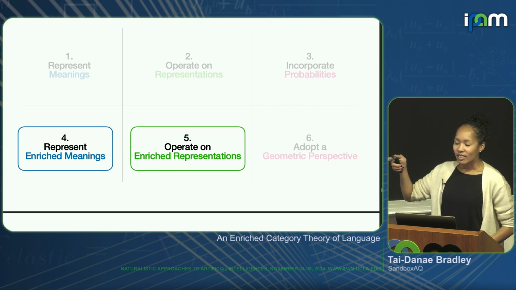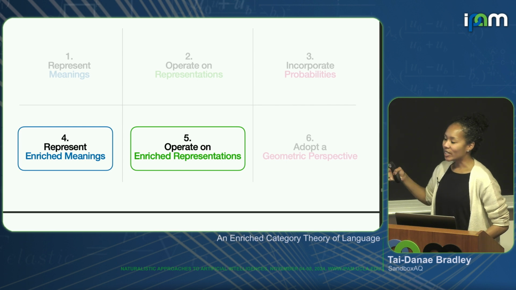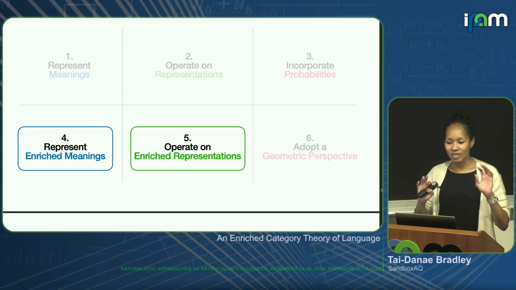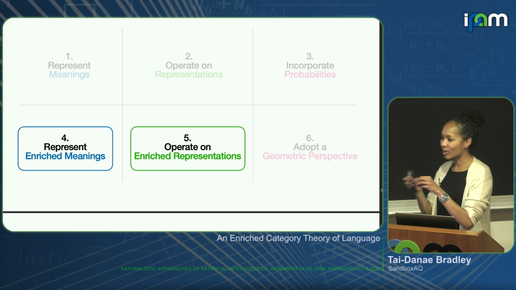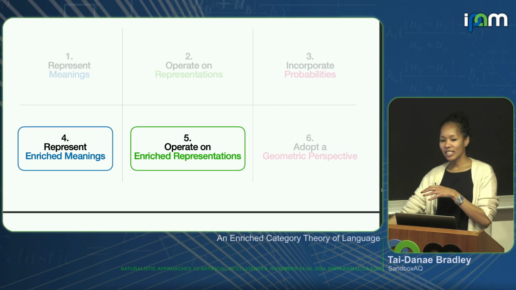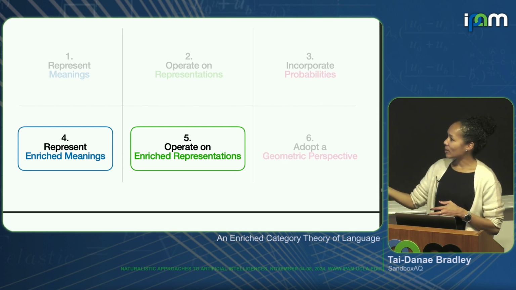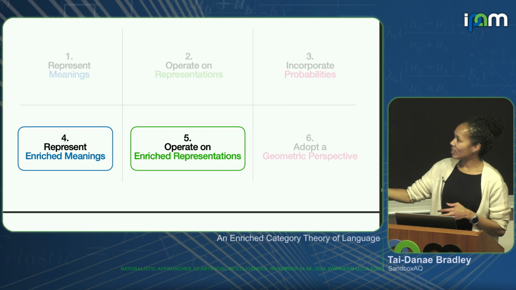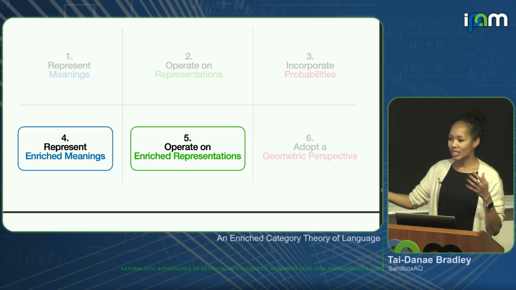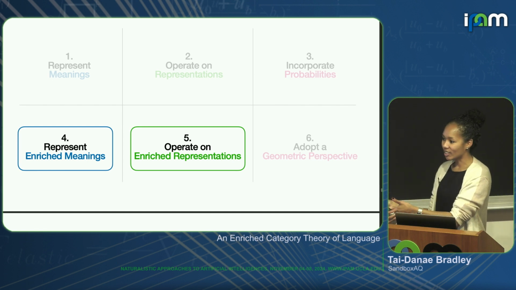I mentioned the mathematics is such that it's almost like Mad Libs, you know the game of Mad Libs, where you just swap out words for other words and get the same story. So by swapping out the category of sets for the unit interval, you can basically repeat this idea of representing meanings by functors and the operations limits and colimits. All of those ideas have enriched analogs.